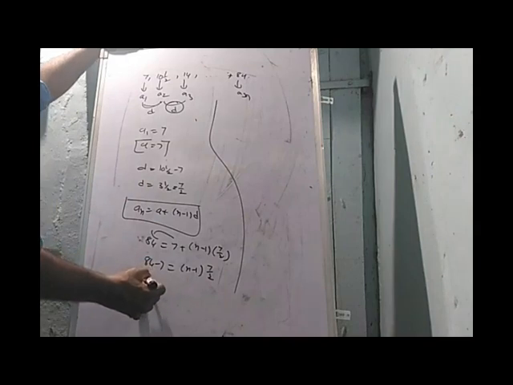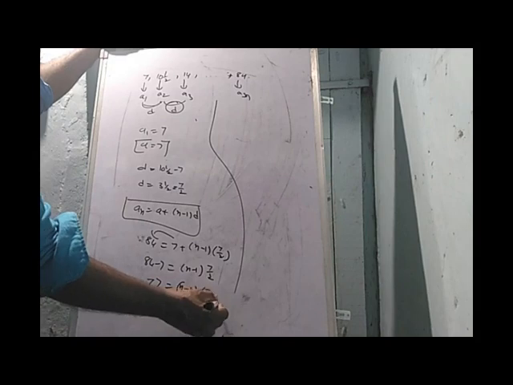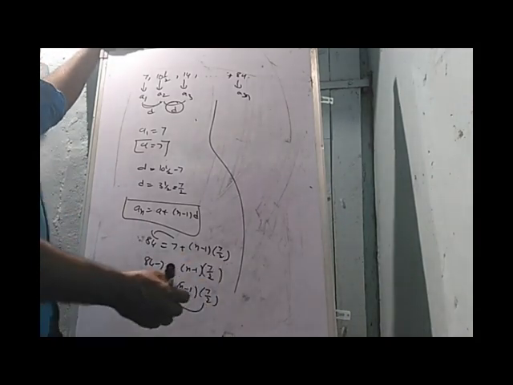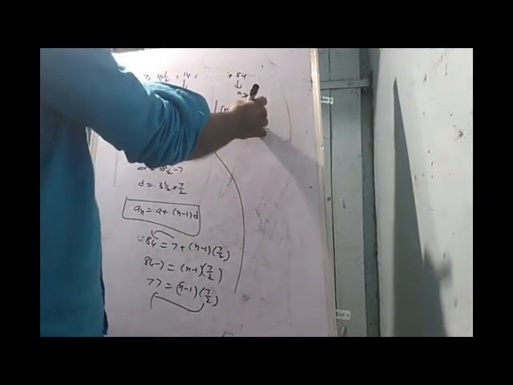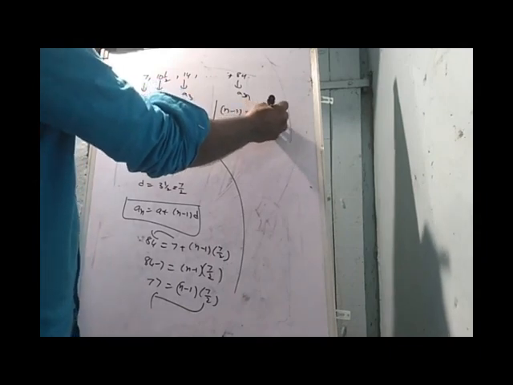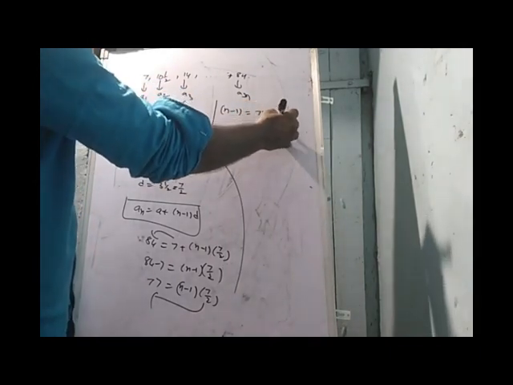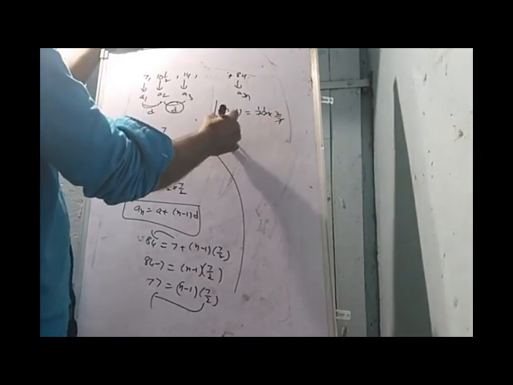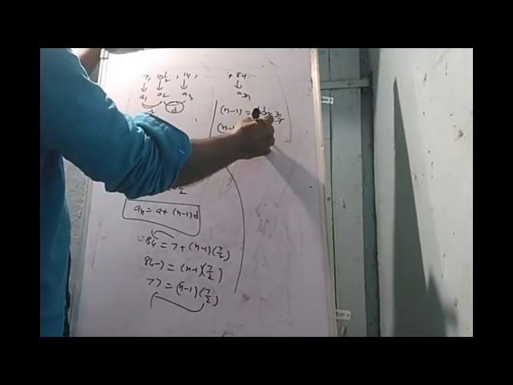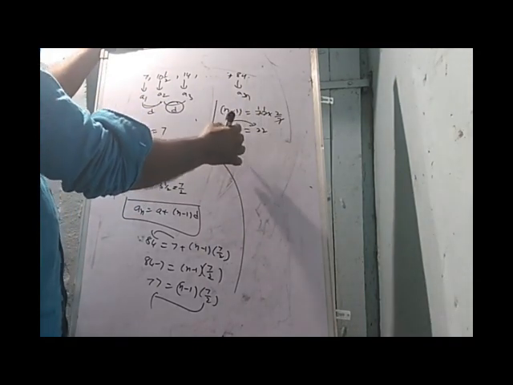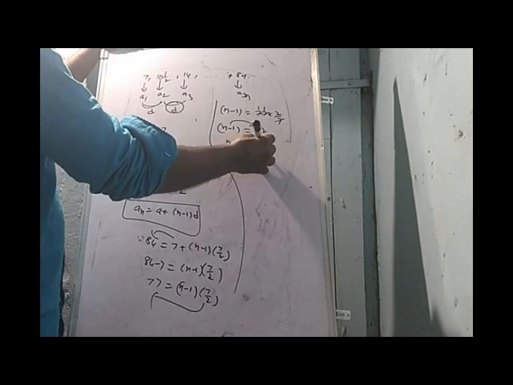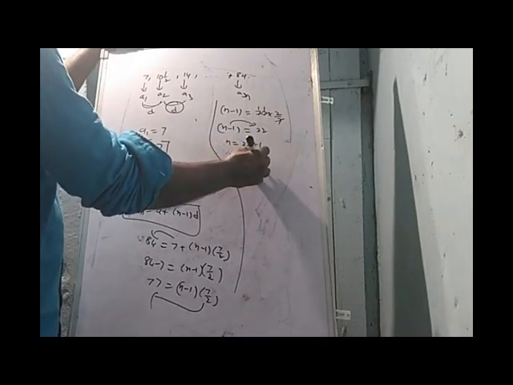Here total 77 equals (n minus 1) into 7 by 2. 7 by 2 will be transposed to this side, getting the reciprocal. Only n minus 1 is left on that side. Here 77 into 2 by 7. 7 ones are 7, 7 elevens are 77. n minus 1 equals 11 twos are 22. Minus 1 also transposing, the minus becomes plus. n equals 22 plus 1. Therefore n equals 23.